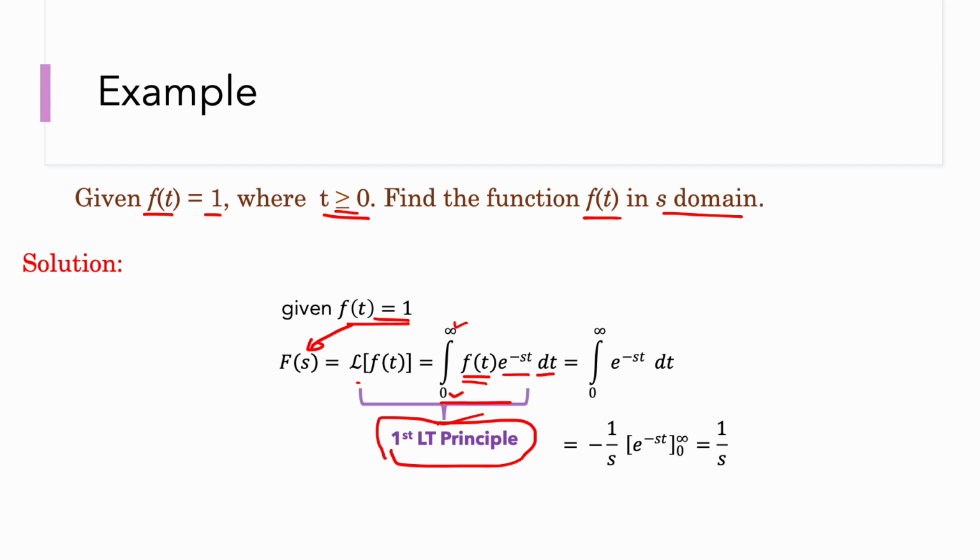In this case, since f(t) equals 1, we have 1 in front, multiplied with exponential negative st, so it leaves behind only exponential negative st. We are going to do the integration of it, and the integration will give us 1 over s. So this is our answer, the equation of f(t) in the S domain.